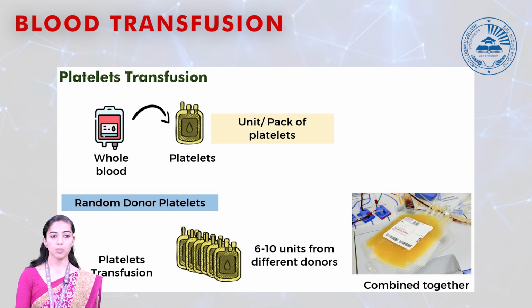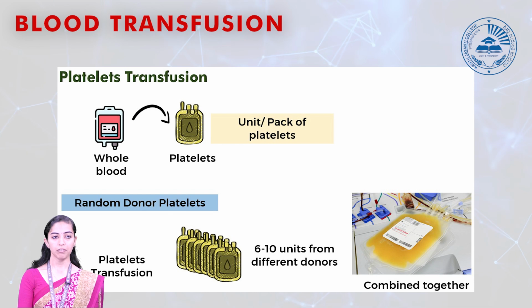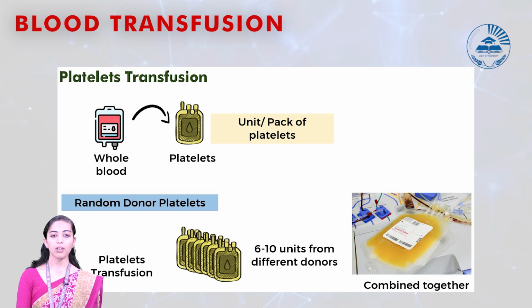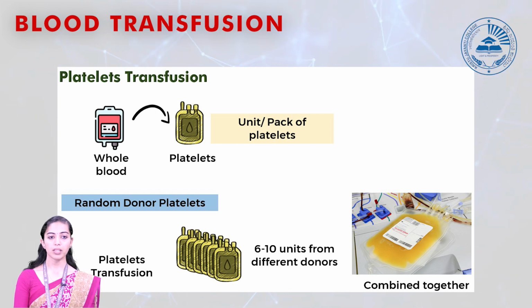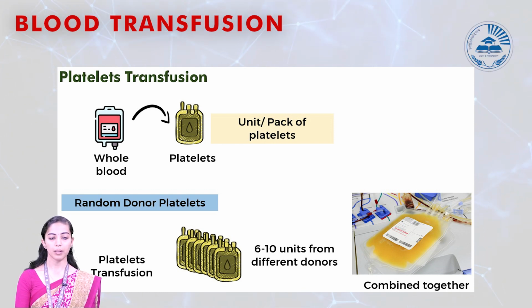Platelet transfusion is when you have whole blood and you collect the platelets and transfuse them to a person who is in dire need of platelets. One bag of platelets is called a unit or pack of platelets. One pack of platelets can be collected from random donors. This is called random donor platelets, where you take platelets from different people with matching platelets, take around 6 to 10 units and combine them together in a single bag.